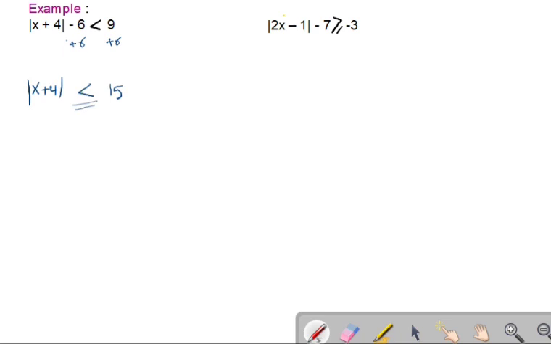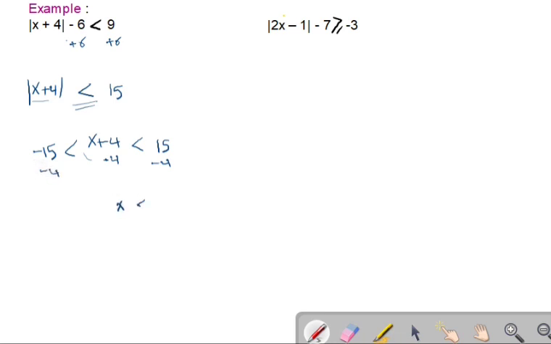So what's an and compound inequality? We take this expression in the middle, which is less than 15 and greater than minus 15. Now we are isolating the x by subtracting 4 from all sides of the inequality.